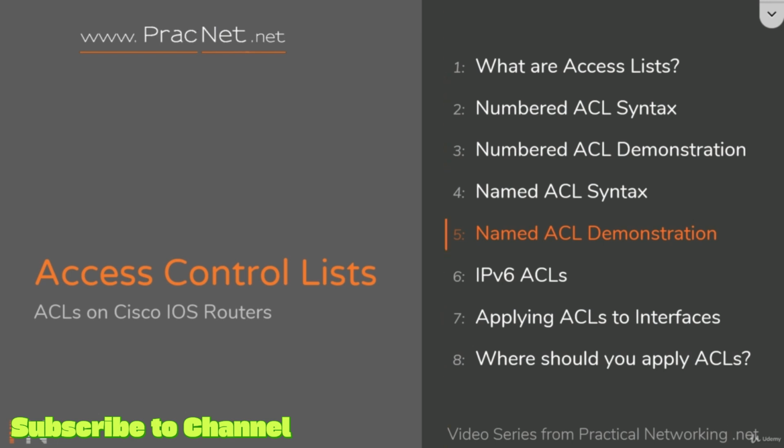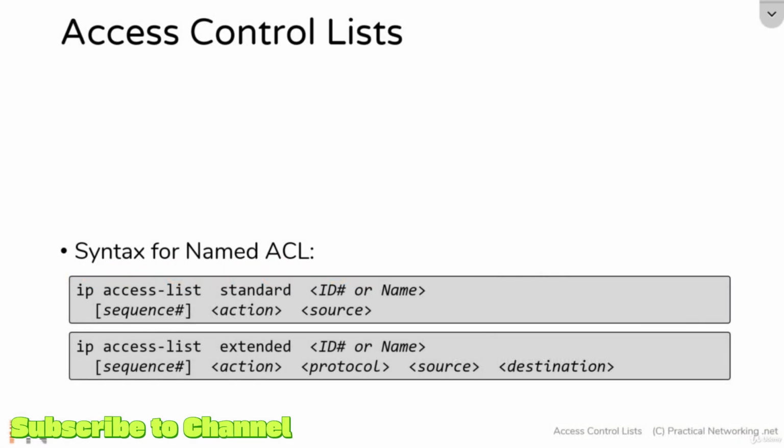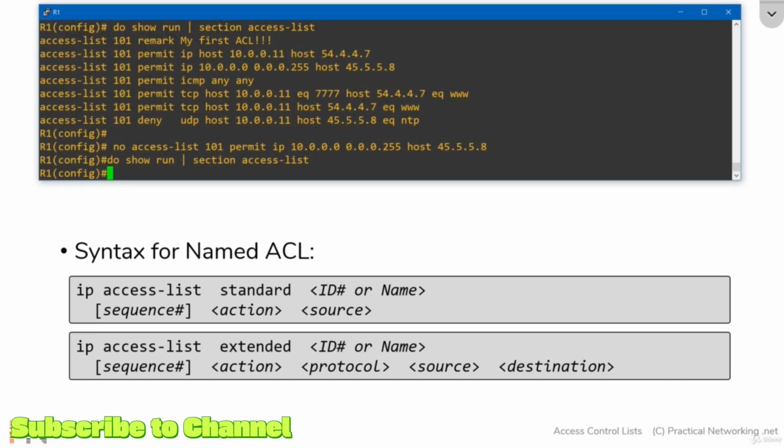This is video 5, where I'll be giving you a demonstration of the configuration of named access lists on a Cisco router. In the last video, we picked apart each of the fields in the syntax for named access list. If you're unsure what either of these fields mean, go and review the last videos. In this video, we're going to pick up right where we left off in the last video by reconfiguring our numbered access list as a named access list.